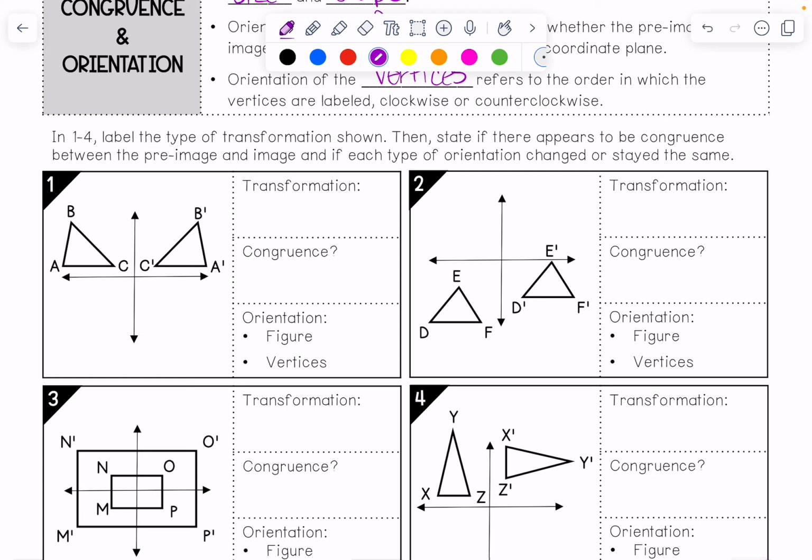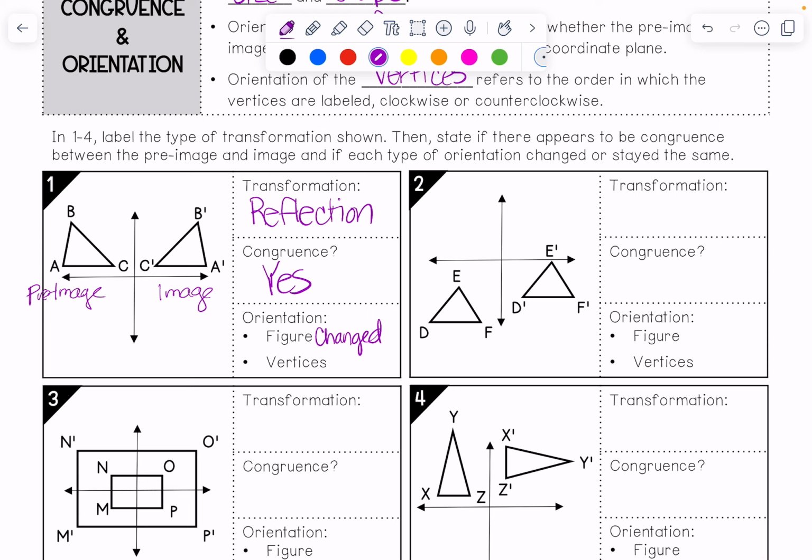So here, this is the transformation. If we look, here's the image. Oh, sorry, here's the pre-image. And over here, we have the image of that triangle. So when we look at this, it has actually been flipped, and so that's going to be a reflection. Both triangles are still congruent, so they're the same shape and size, all right? But if we think of the orientation of the figure, the direction that the figure is facing, that has changed, as well as the order of the vertices.